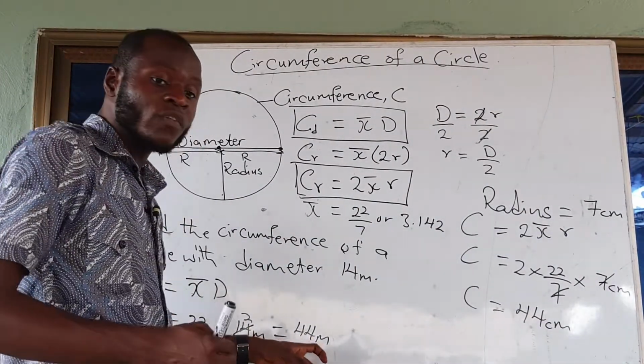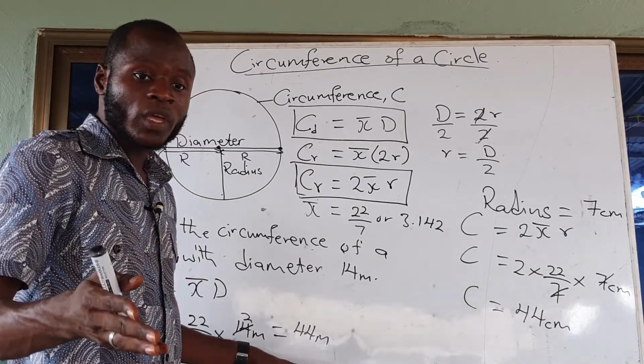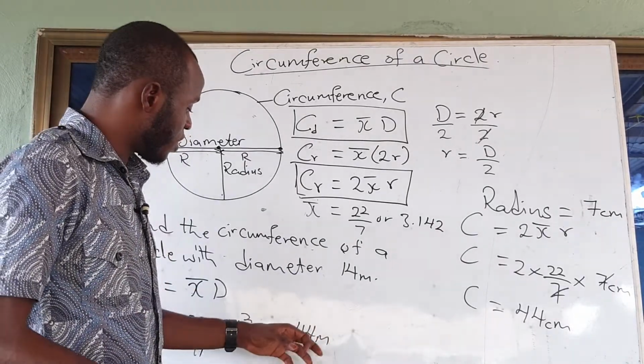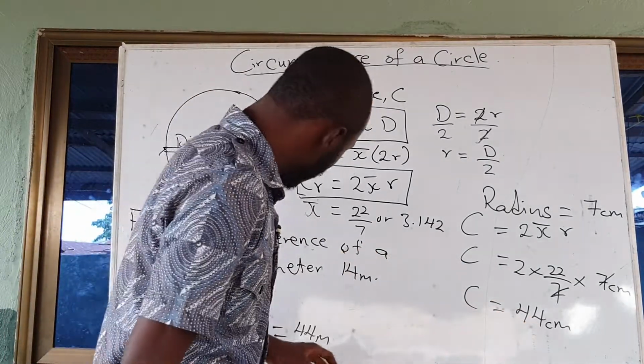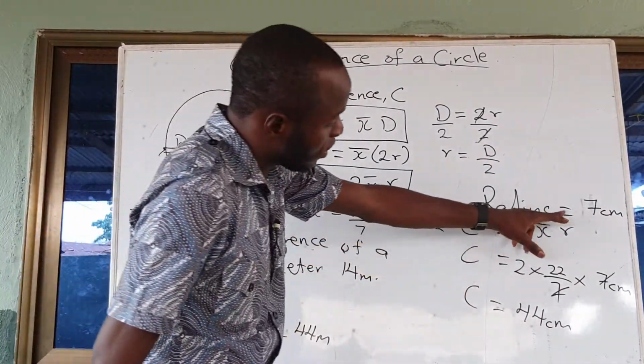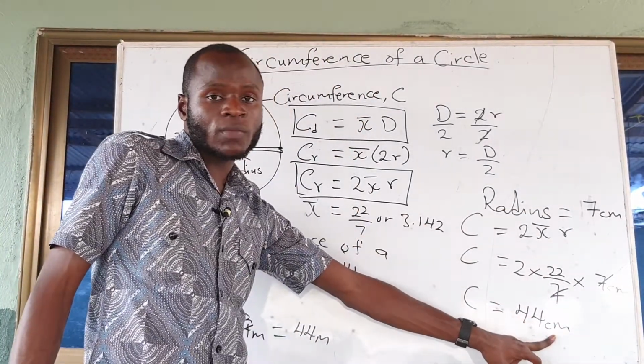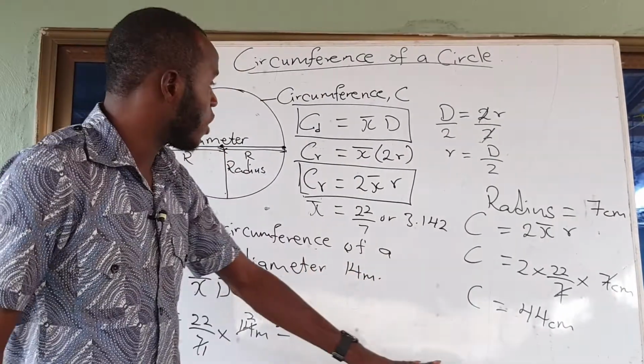So don't forget that the circumference of a circle is also measured using the unit that will be given with the distance, either diameter or radius. If it is meters, circumference will be in meters. And if it is centimeters too, the circumference will be in centimeters. Don't forget about the unit. The unit is very, very important.